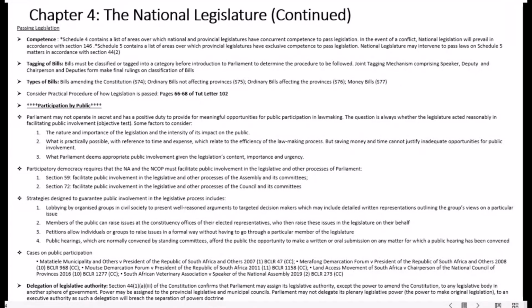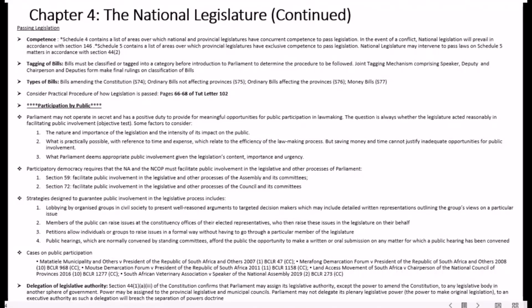And then on the delegation of legislative authority, colleagues, Section 44, subsection 1 of the Constitution confirms that Parliament may assign its legislative authority, except the power to amend the Constitution, to any legislative body in another sphere of government, meaning at provincial level or at local government level. But Parliament may not delegate its plenary legislative power, and this is the original power to make legislation, to an executive authority. As such, delegation will breach the separation of powers doctrine.